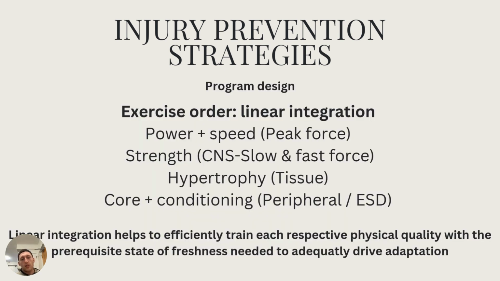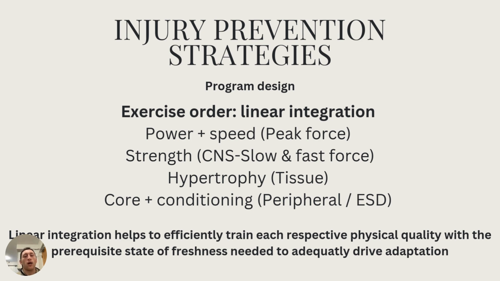But for example, if we look at program design exercise order, linear integration is going to help efficiently train each respective physical quality with a prerequisite state of freshness needed to adequately drive adaptation. All that means is essentially we want to order the exercises so we're fresh for each one, respectively, of how much they need to be fresh in order to get adaptation.